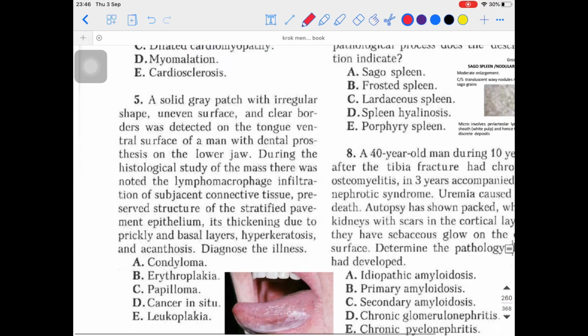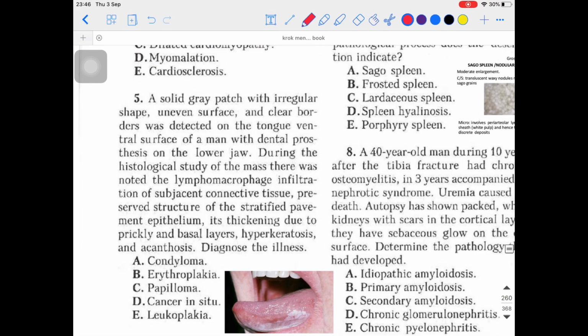Let's move on to the next one, the fifth one. A solid gray patch with irregular shape, uneven surface and clear borders was detected on the tongue. They are talking about the ventral surface of a man with dental prosthesis on the lower jaw.